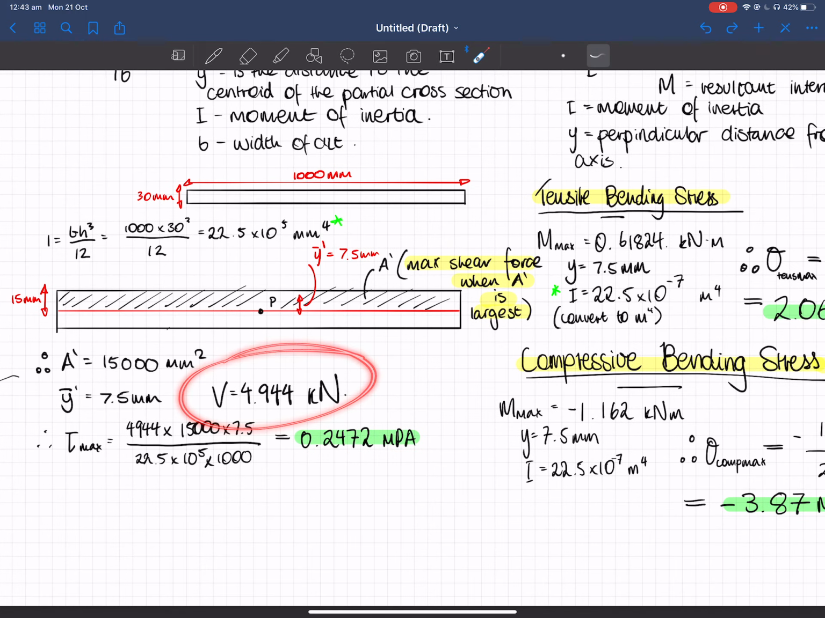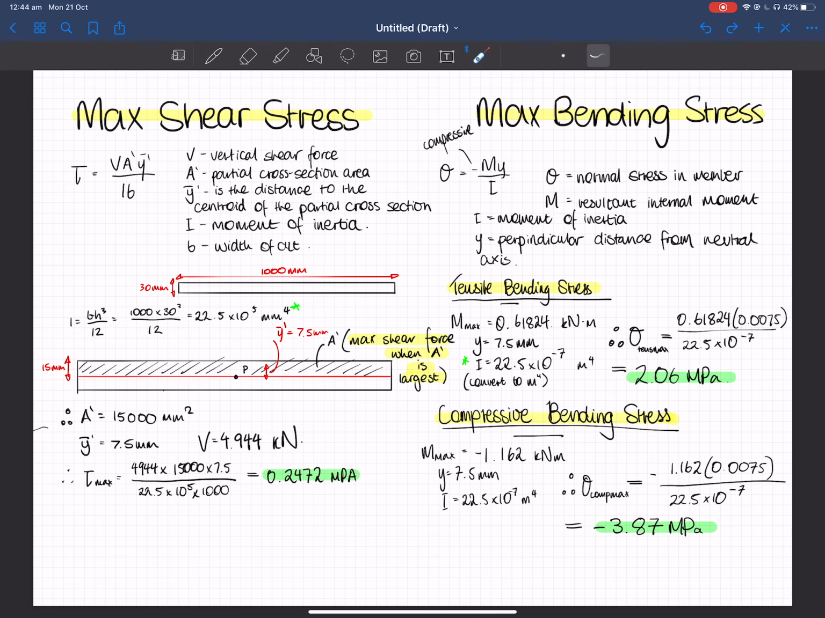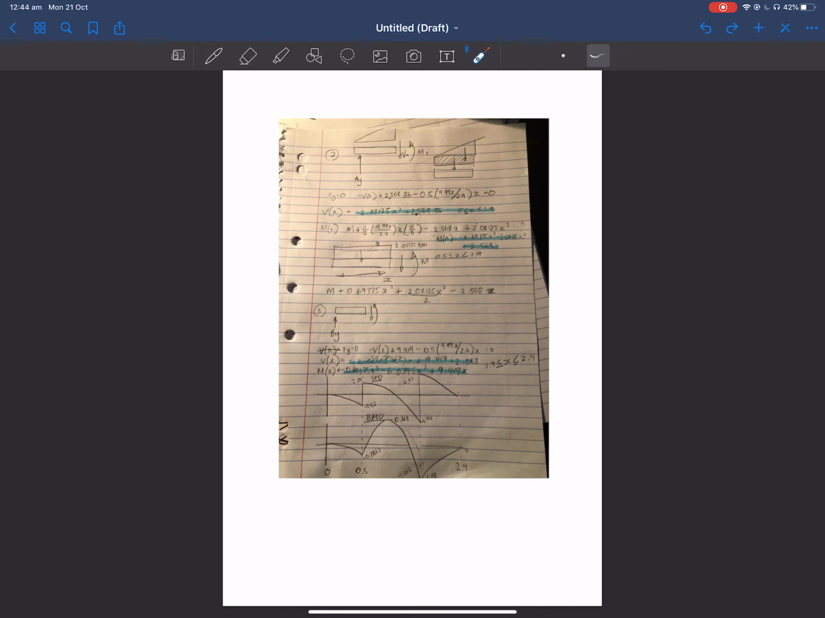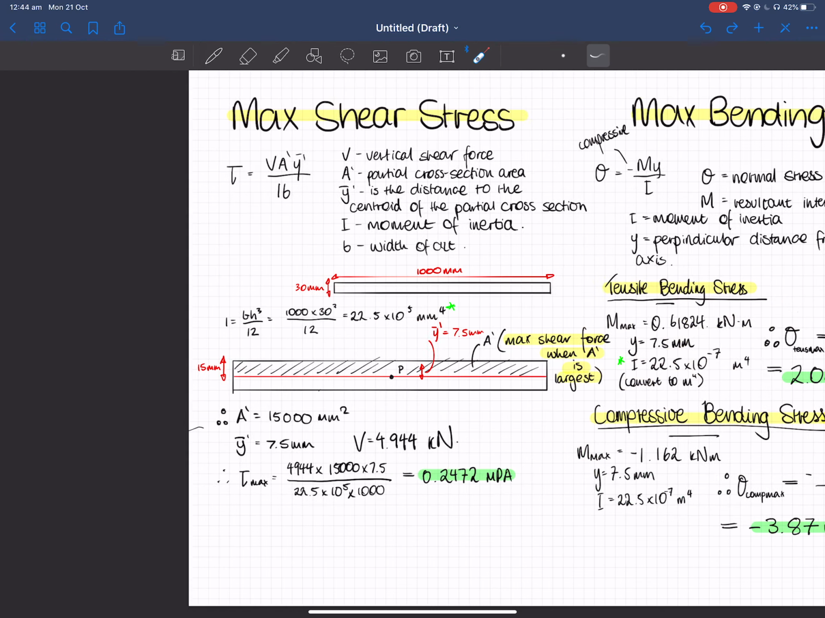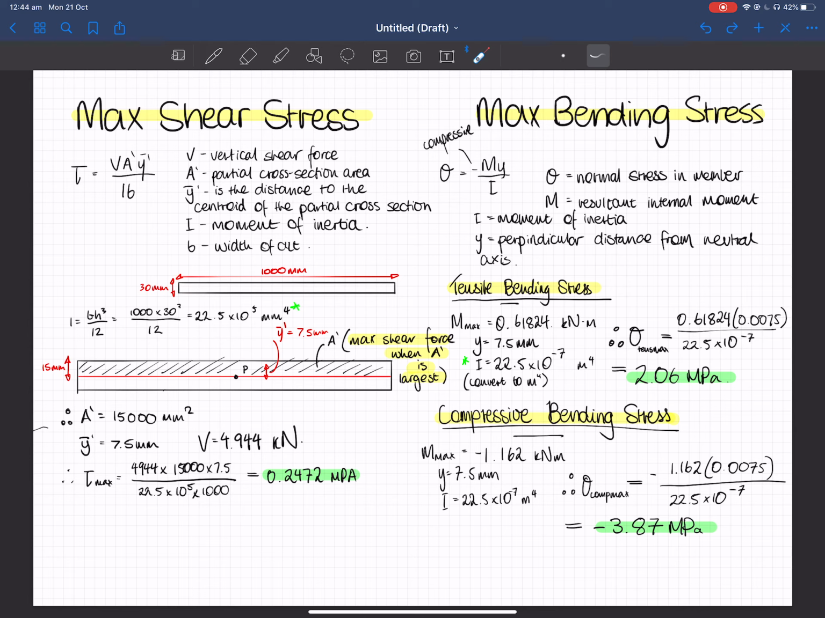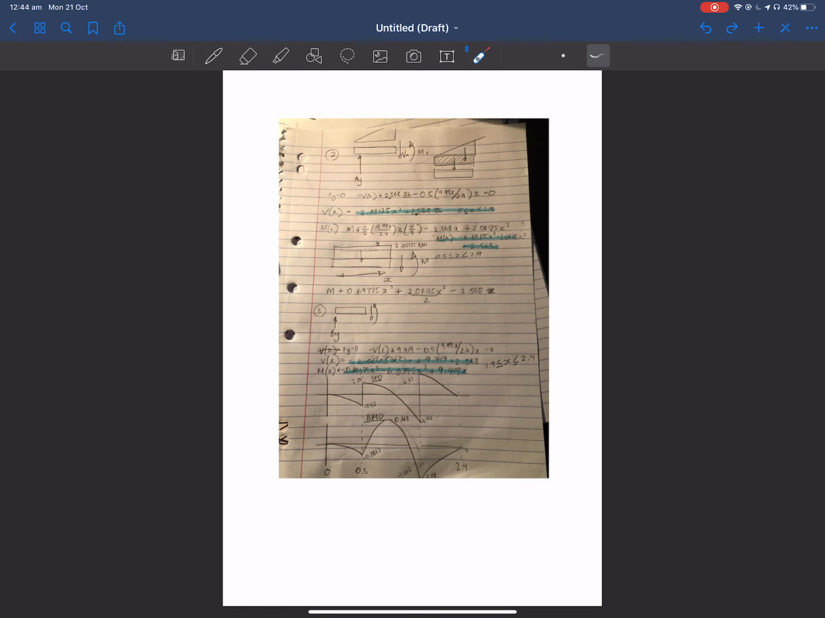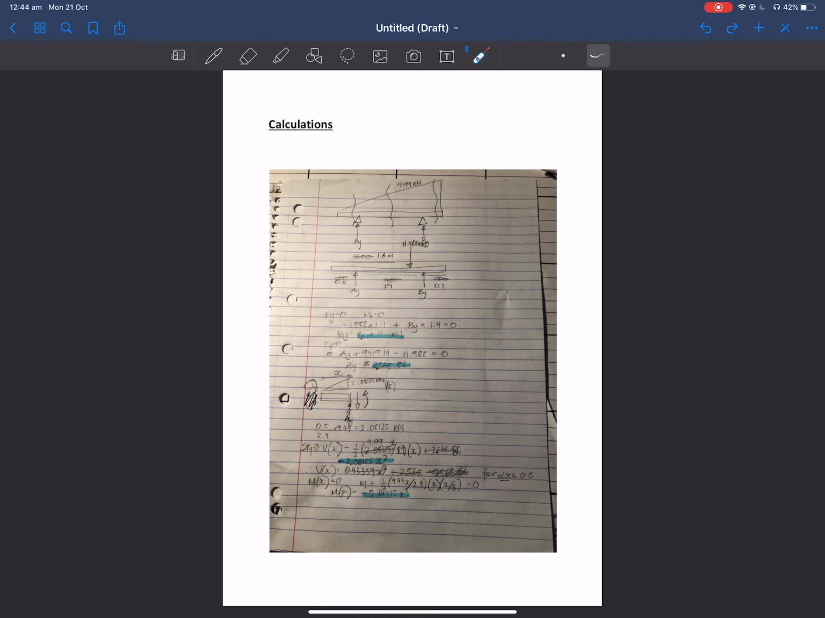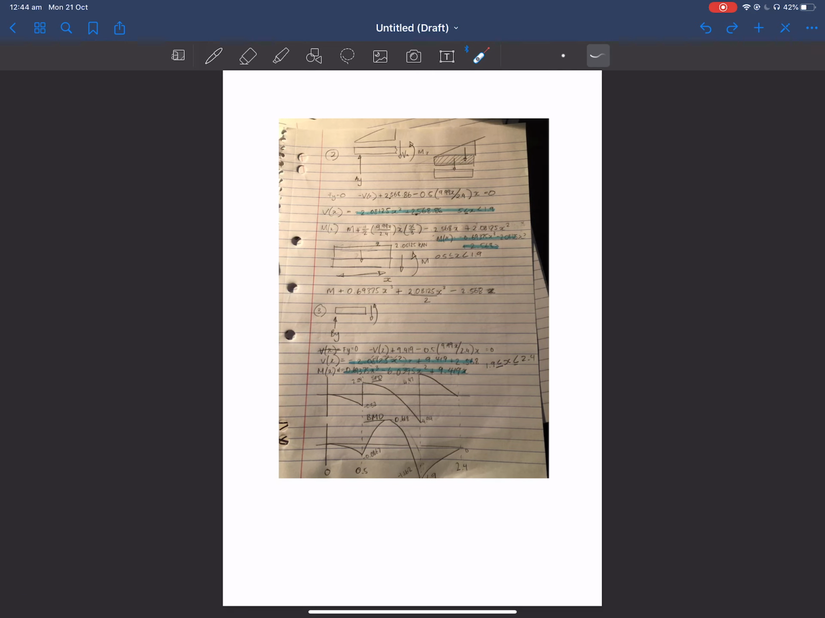By getting the vertical shear force from here, the maximum, I just subbed it into the equation to get a result of 0.2472 MPa, the maximum shear stress, which was located at B, which is located here.